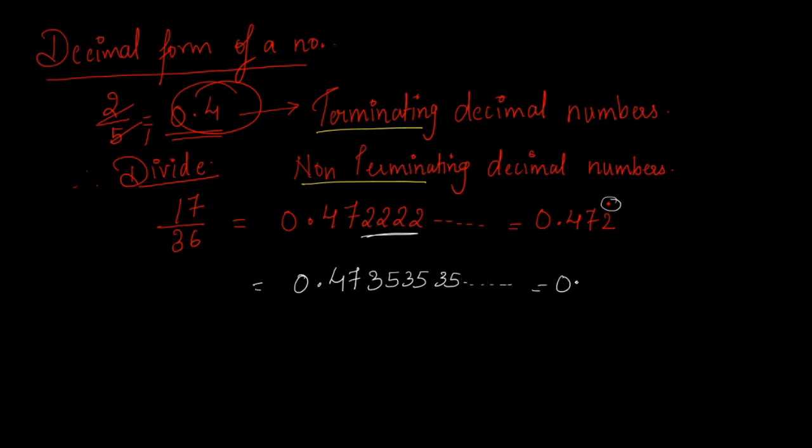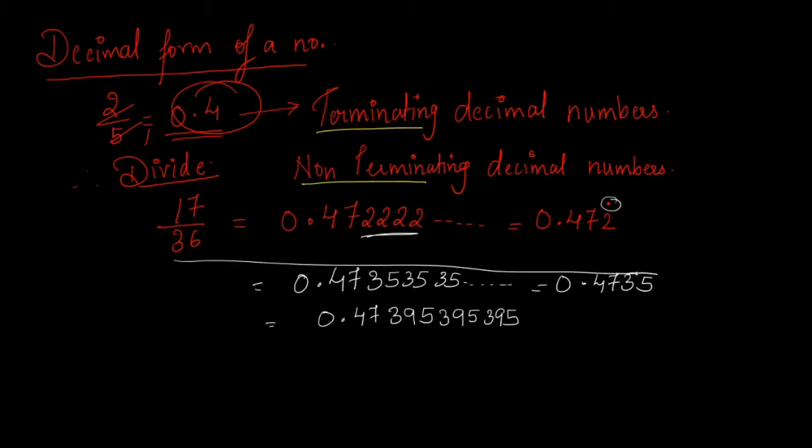So now this number is written as 0.4735 with a bar, which means that this number 35 is going to be recurring again and again. Similarly, if I have 0.47395395, if we have numbers where there are three digits, in sets of three, which are repeating, then such numbers are written as 0.47395 and then you give them a bar.